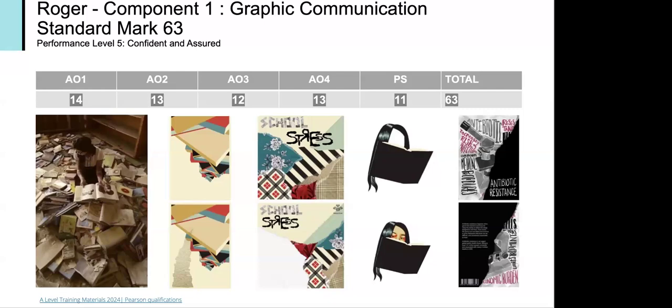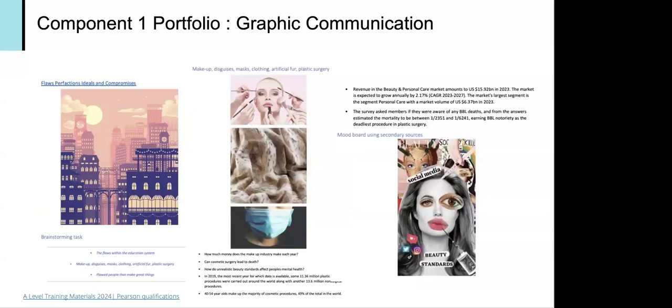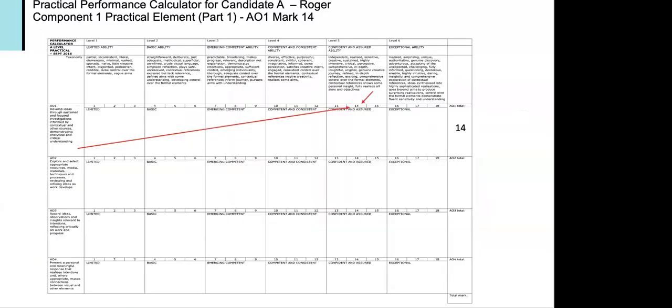So let's look at how they performed in each AO. Roger has an early idea in the project and explores the theme of flaws and imperfections with a brainstorming of facts and research which drive the project brief for AO1. So there you are, 14 into level 5.